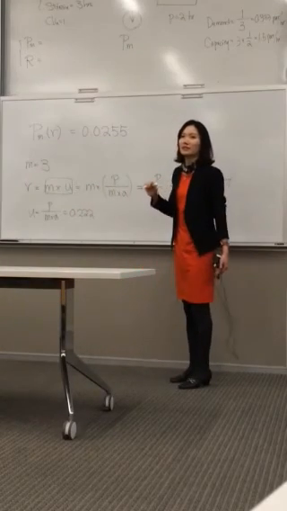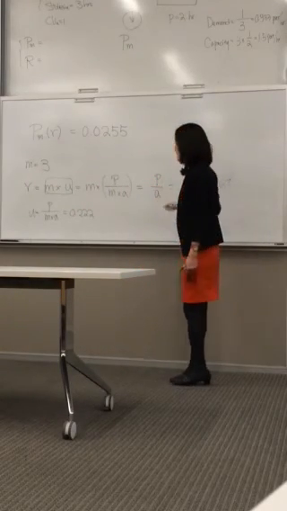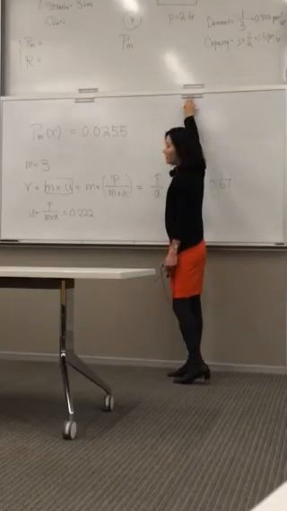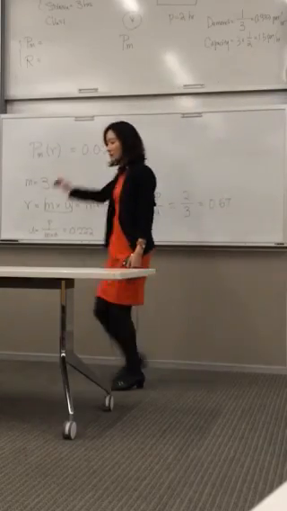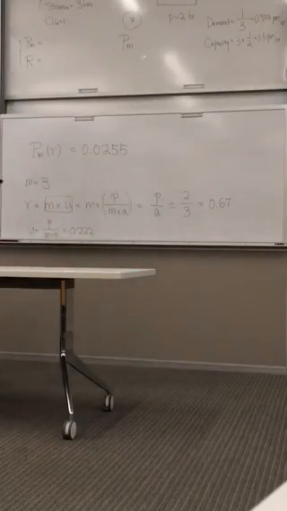So what does this tell us? This tells us that the probability of this trauma center blocking a patient is equal to 0.0255, which means that 2.55% of the time, this hospital will be on diversion.